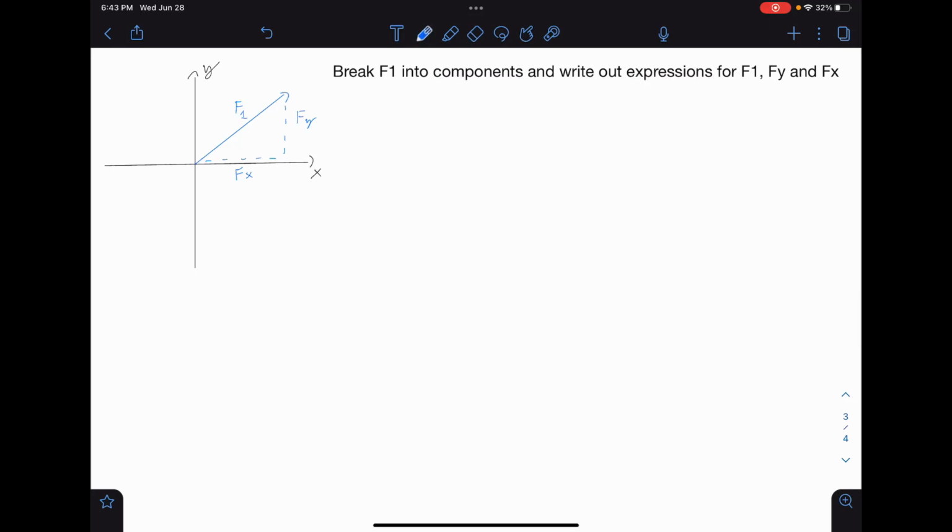Okay, so now we're back to our original problem, and we're armed with everything we need to solve it. So break F1 into components and write out expressions for F1, Fy, Fx. Well, we just did SOHCAHTOA and the Pythagorean theorem. So how are we going to break it into components? So let's isolate F1.